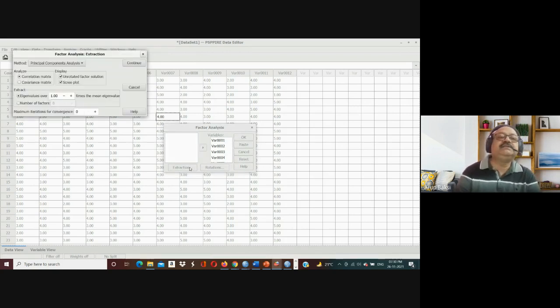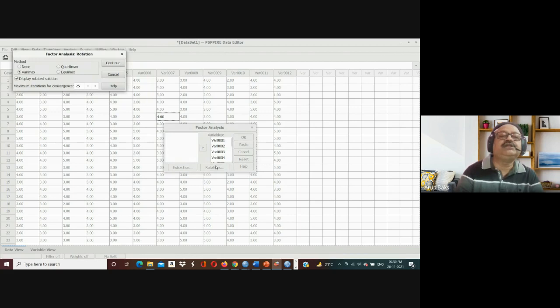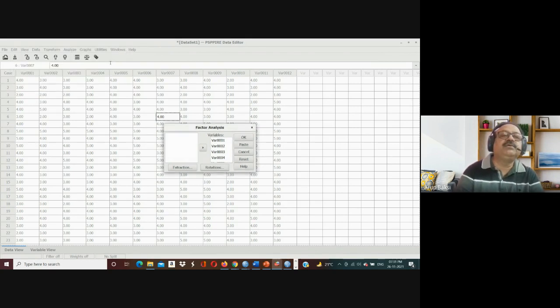If I click this extraction, what are the things that I need? I need a correlation matrix. I need an unrotated factor solution to see, and then a scree plot. Eigenvalues, I have fixed to 1, and then just go for continue. Then the rotations, I go for Varimax and check this box, display rotated solution, and the number of iterations, probably you have seen it earlier also, it's 25. Continue, and then press OK.